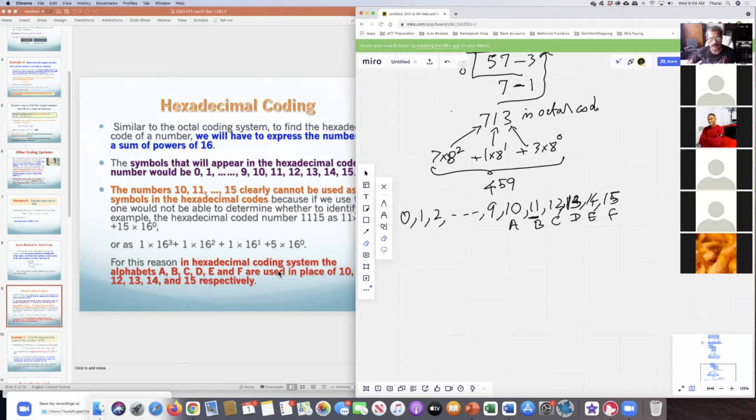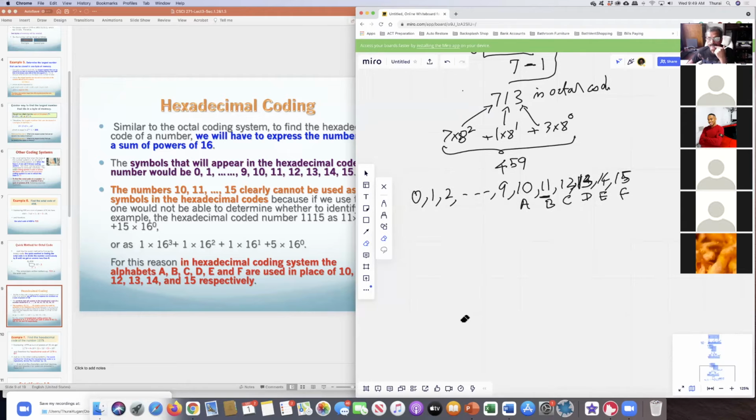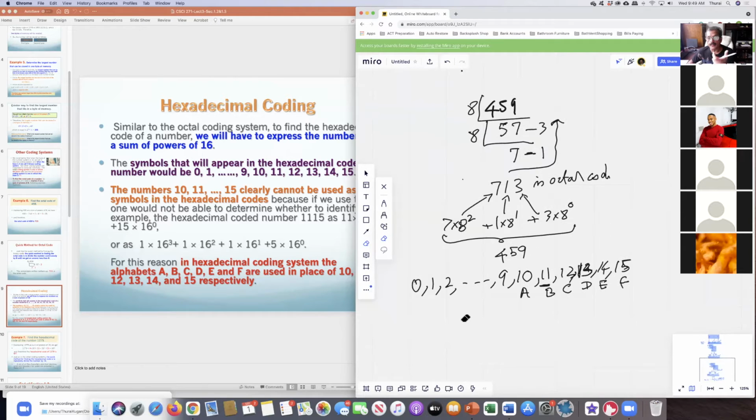So a hexadecimal number will have letters A, B, C, D, E, F. It was all explained in that lecture, so I'm just repeating that. Other than that, if you want to find hexadecimal code, you just have to repeatedly divide the number by 16, just like the other ones, and write the remainders. The remainders will make up the code.